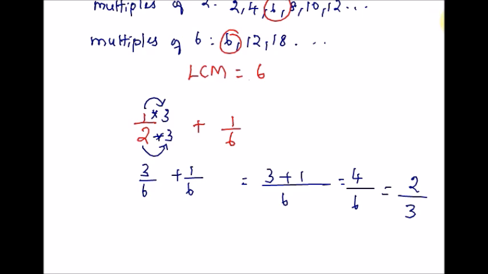Now let me show you the same question in the other way, cross multiplication method. Take the question. Multiply the first fraction by 6. 6 is nothing but the second denominator. Multiply the second fraction both top and bottom by 2. 2 is nothing but the first denominator.